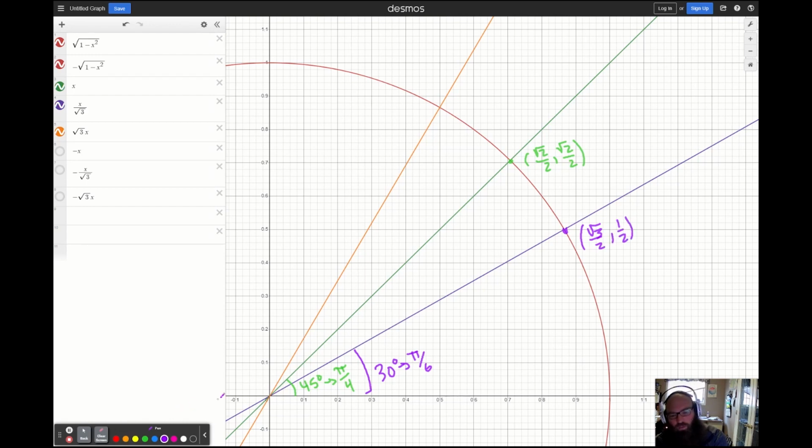And the last thing that we really show you guys is this angle here at 60 degrees. If I went up here at 60 degrees, you'll see that my x coordinate is 1/2 and my y coordinate is root 3 over 2.